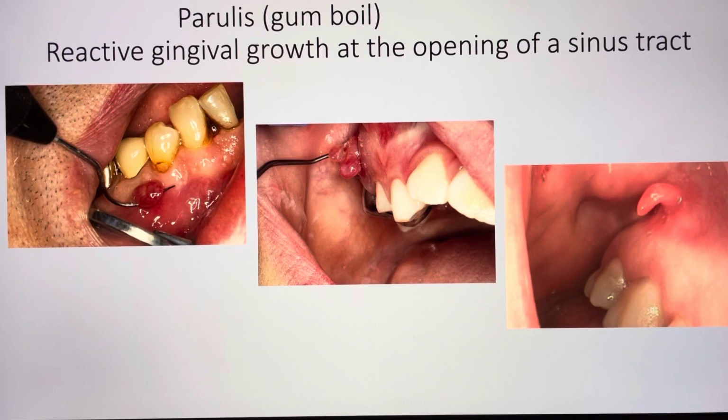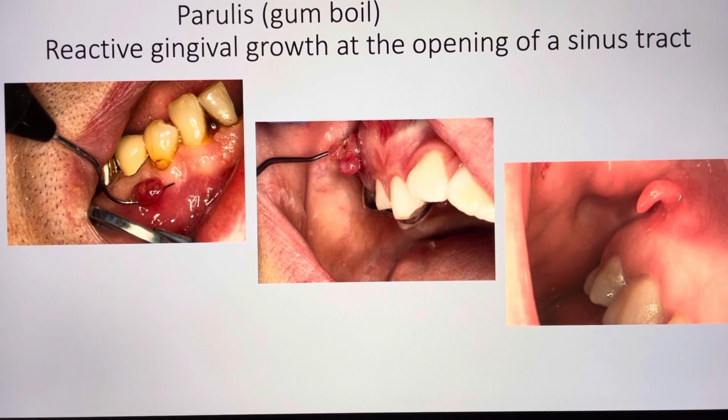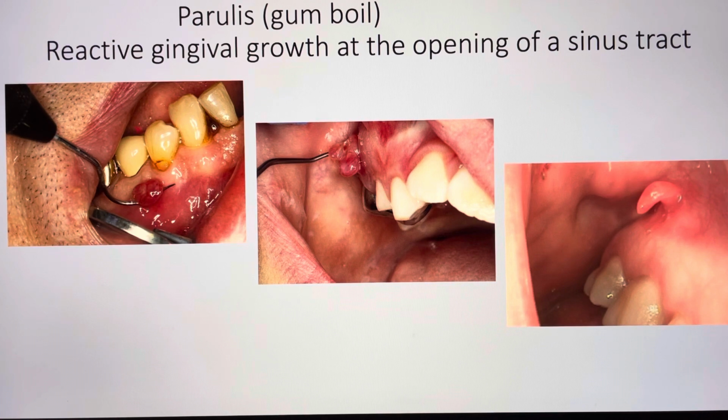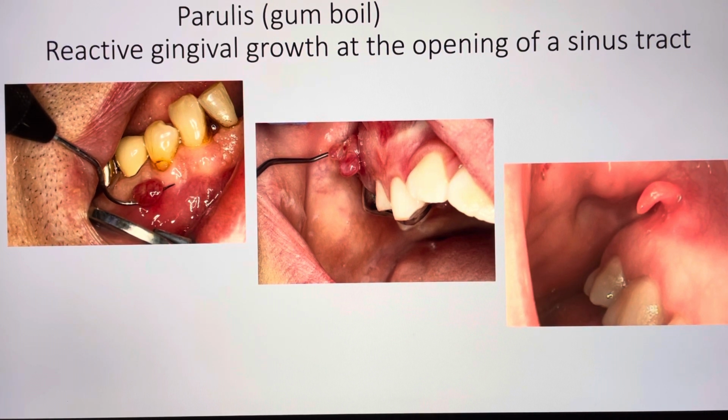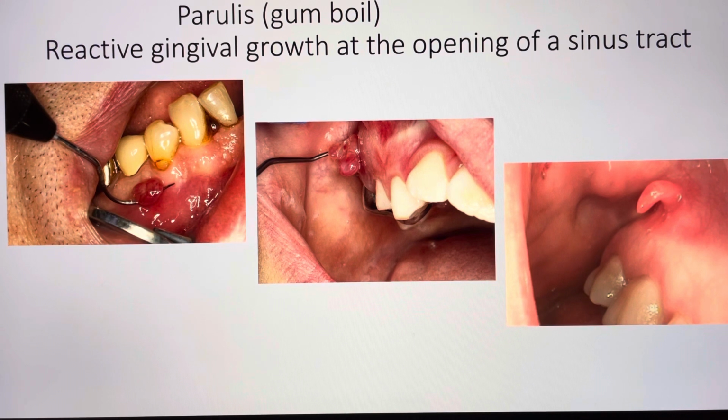So basically, gum boil or parulis is a reactive lesion that usually shows up at the opening of a sinus tract. We always check adjacent teeth and find out which one is causing it, and we do root canal treatment, or if the tooth is not savable, we do the extraction.